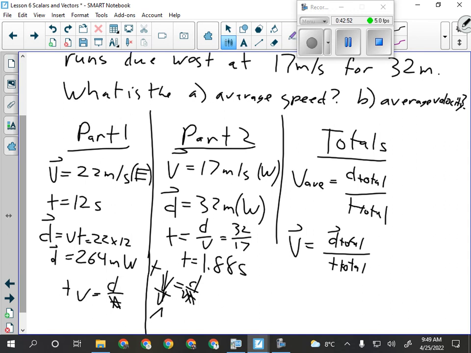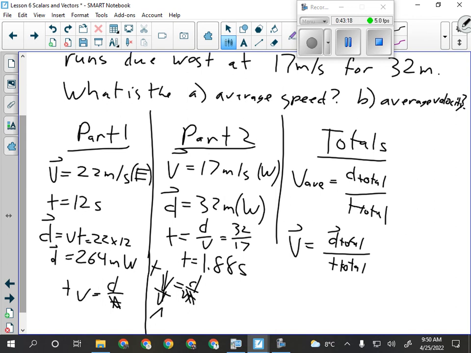All right, everyone follow what I've done so far? Okay, so now I've got t for both parts, I've got d for both parts. Now I can do that average speed and average velocity calculation that I couldn't do a minute ago because I didn't have d for part 1 and t for part 2. Sometimes you'll run into a question like this where you've got to do some intermediate calculations to get the rest of your information.